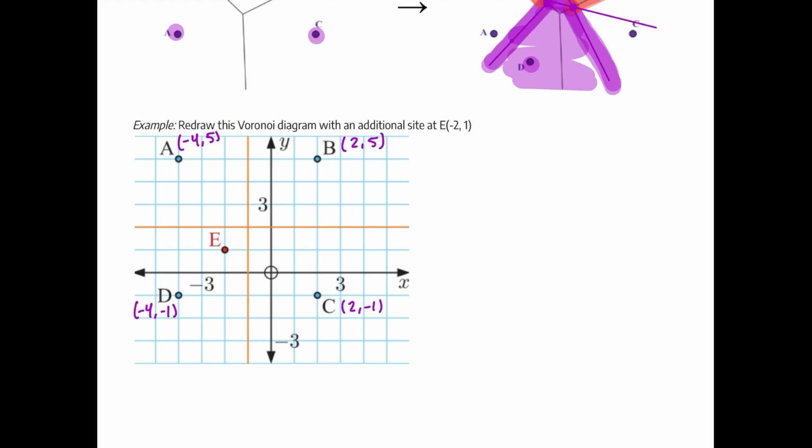So this is a Voronoi diagram right now with 4 distinct sites, and we are adding this site E in the middle. So the first step, and this is the most tedious step, is we need to figure out what is the equation of the perpendicular bisector for all of the perpendicular bisectors involving E.